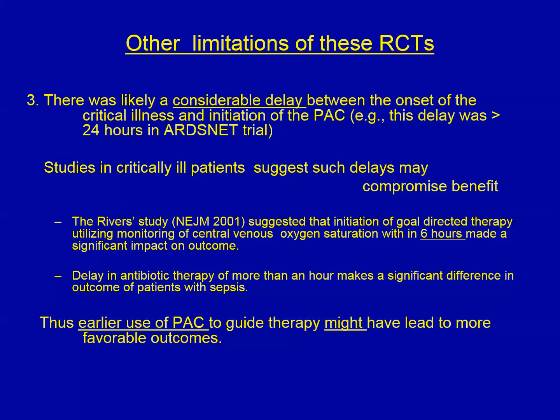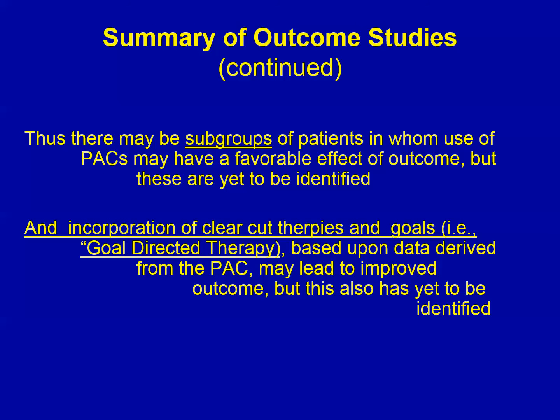Thirdly, there is often considerable delay between the onset of the critical illness and the initiation of pulmonary artery catheter. In the ARSNet study, it was more than 24 hours. And we know that in critically ill patients, delays of therapy compromise outcome. Thus, earlier use of the pulmonary artery catheter to guide therapy might have led to more favorable outcomes. Furthermore, there may be subgroups of patients in whom use of pulmonary artery catheters has a favorable effect on outcome. And finally, the incorporation of clear-cut therapies and goals, which often were not used in these studies, may improve outcome.